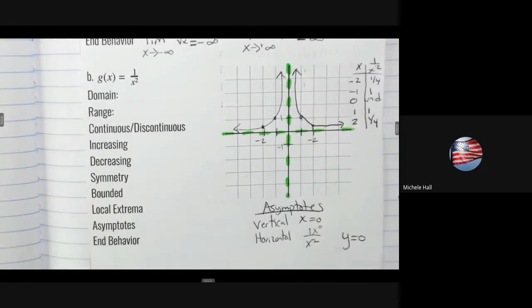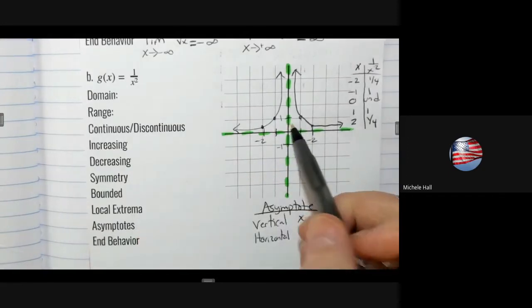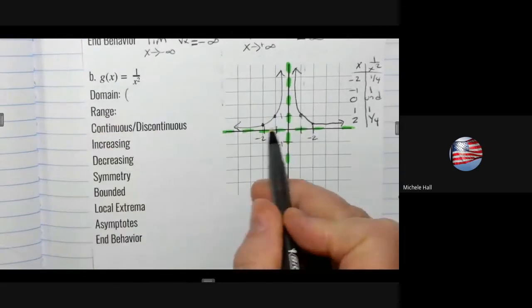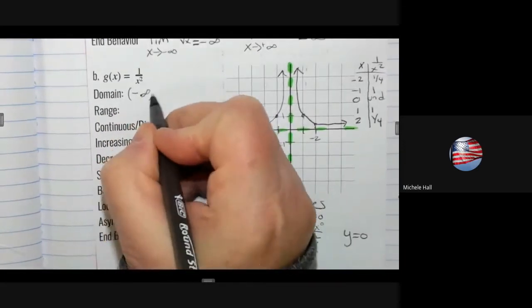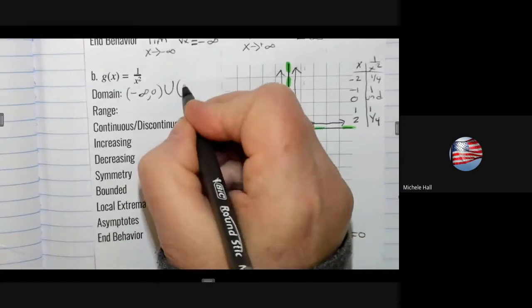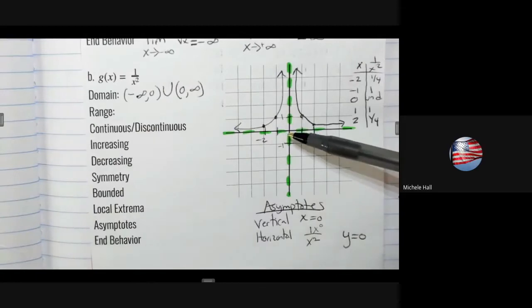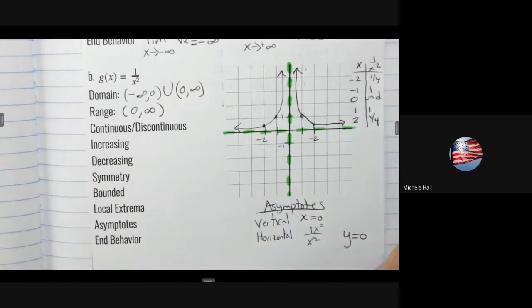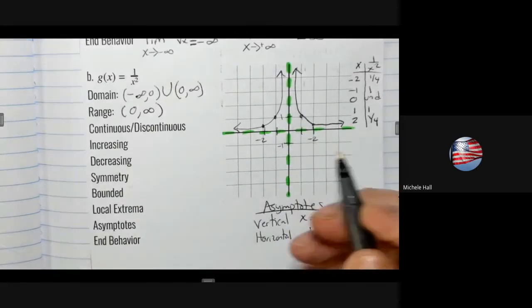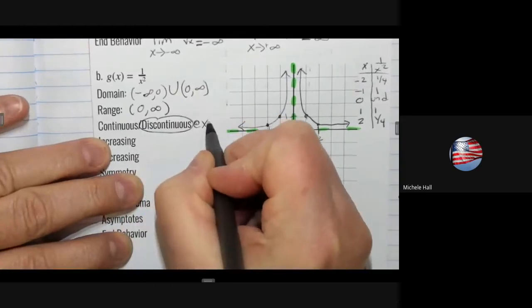The domain would be, for this, we can see that there's a problem at 0, so we would say it's going from negative infinity to 0, not including 0, so rounded, in union with, it's going from 0 to positive infinity. The range would be going from 0 to positive infinity. We would say that this is discontinuous at x equals 0.